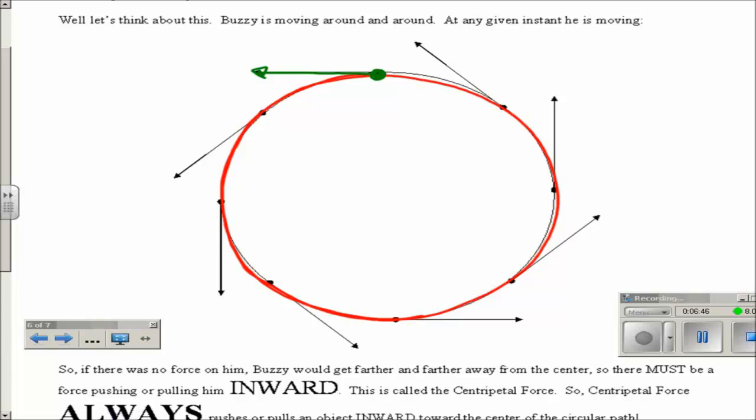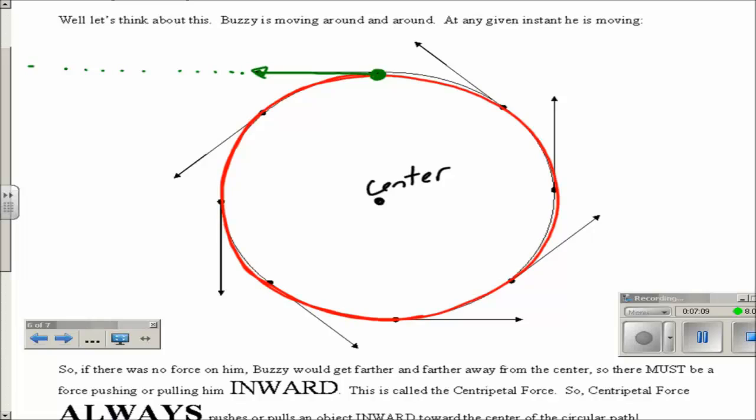Now think about Newton's first law. Newton's first law says if there's no force on an object, the velocity is going to be constant. So if there's no force on the bee, his velocity would stay constant. He would just keep going this way forever, right? And as he did that, he would be getting farther and farther away from the center of the circle, wouldn't he? He would be escaping away from the center.